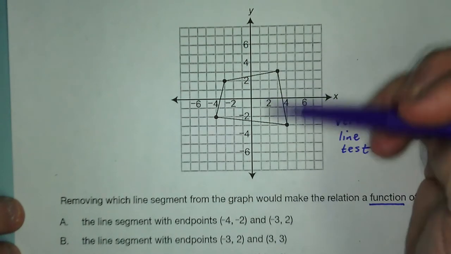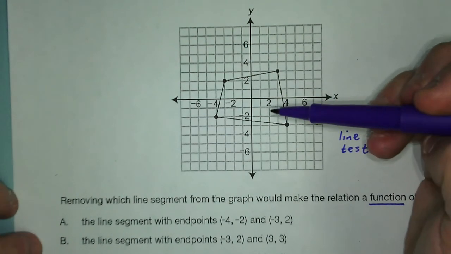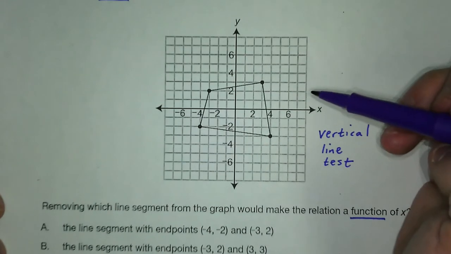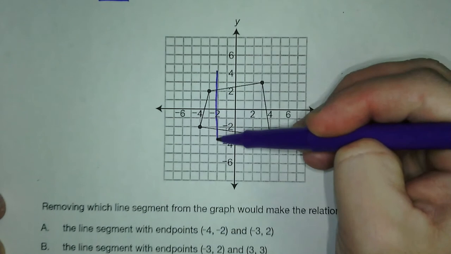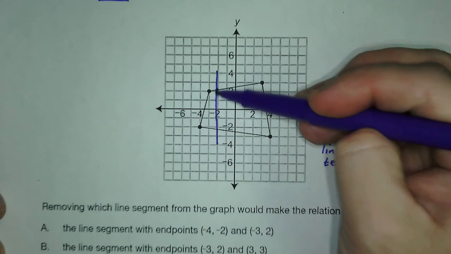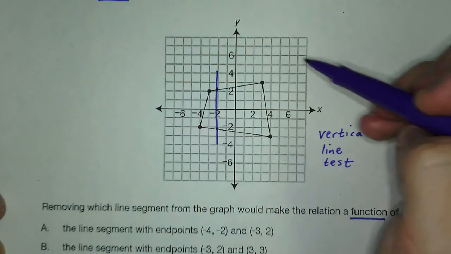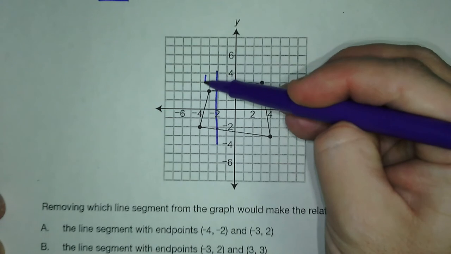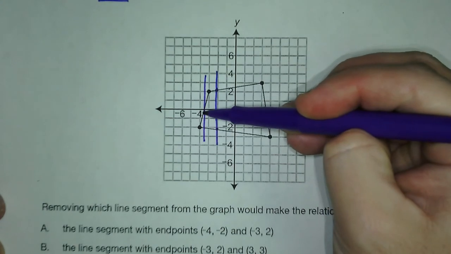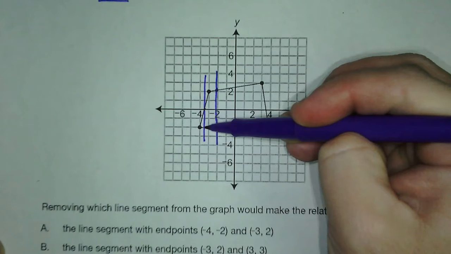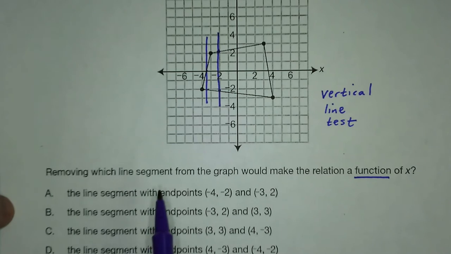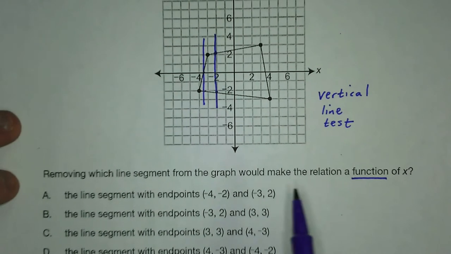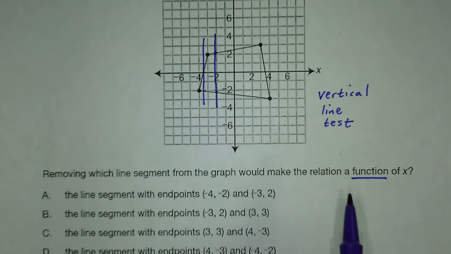Now, obviously, this at the beginning here fails the vertical line test miserably. If you draw a vertical line right there, it's hitting the graph right there and right there. So that's a fail. You draw a vertical line even out here, and it's hitting the graph in two different spots. So that's why the question is saying what it's saying. Removing which line segment from the graph would make this a function, would allow it to pass the vertical line test?